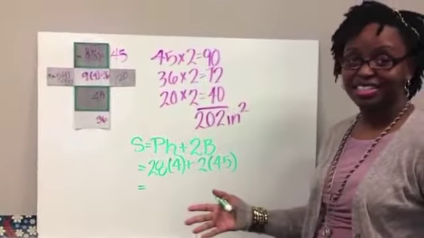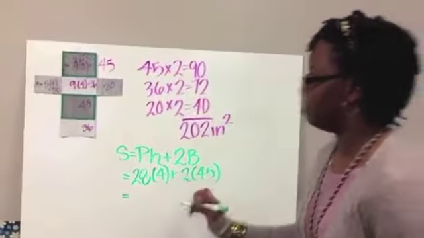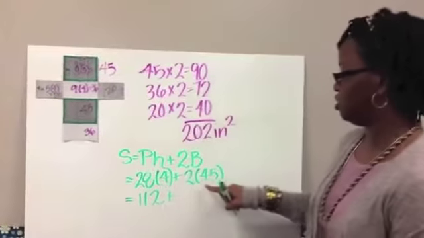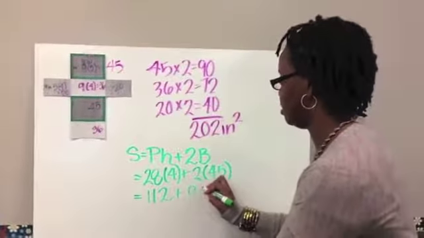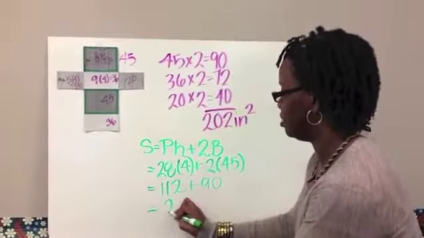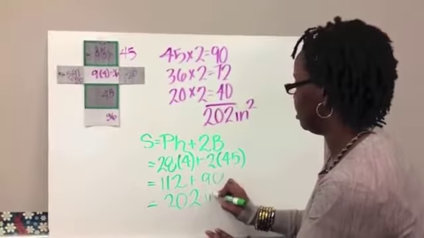Alright, so now I just need to simplify all the information that I've plugged into the formula. So 28 times 4 is 112, plus 2 times 45, which is 90. And then when I add those together, I get that my total surface area is 202 inches squared.